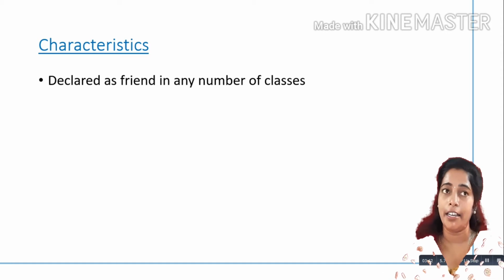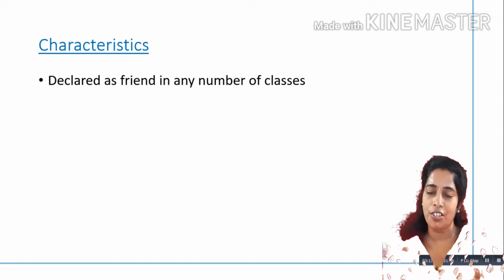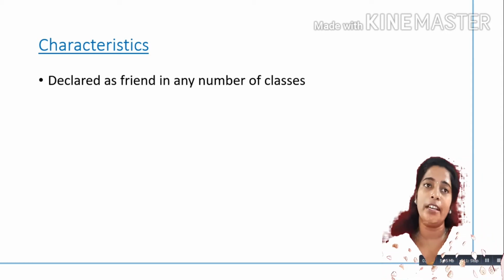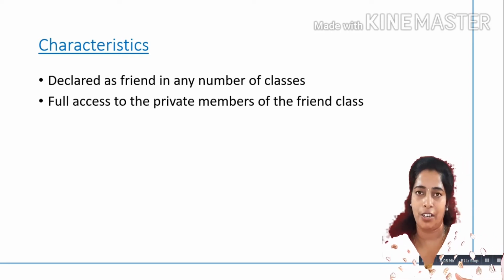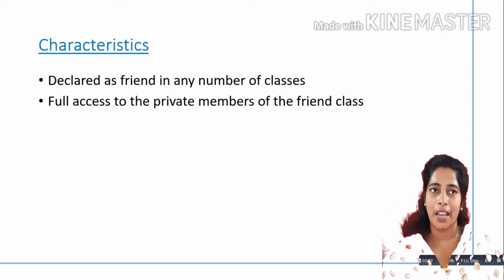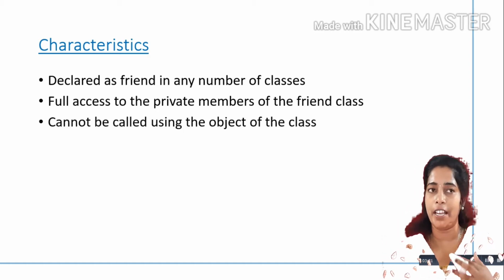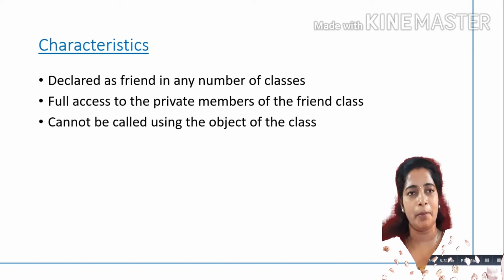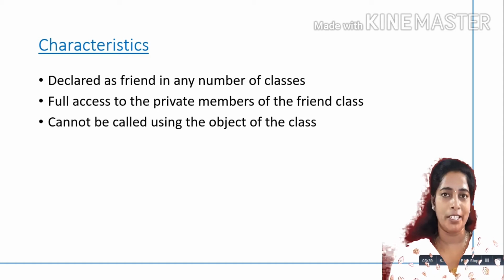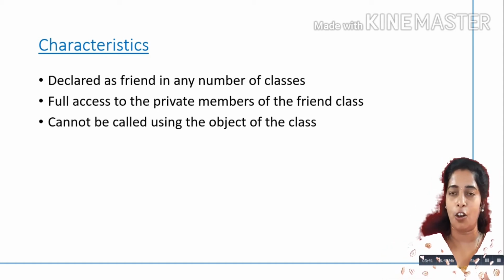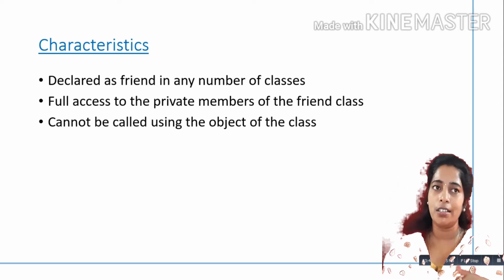It can be declared in any number of classes. A common function can be declared as a friend function in more than one class. And it has full access. If we have a friend function, it has full access to the private members of the friend class. And a very important point is, it cannot be called by the objects of the class. Normal member functions we call by the objects of the class. We create an object for the class name, and then we call using that object.